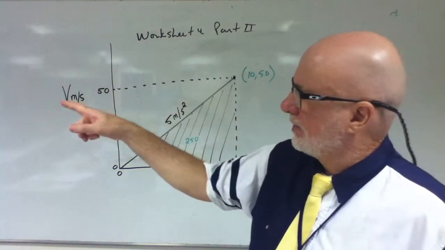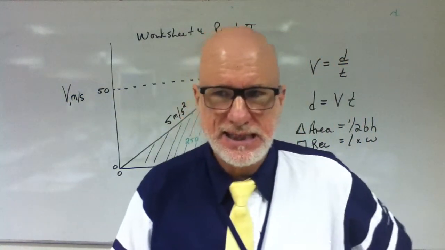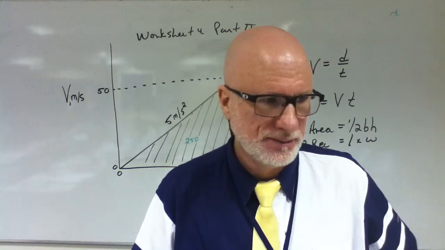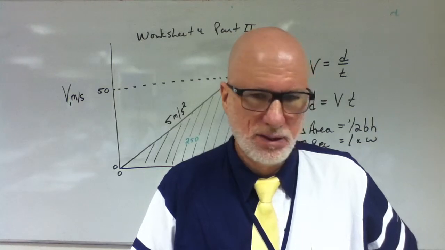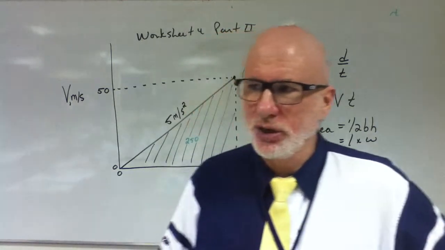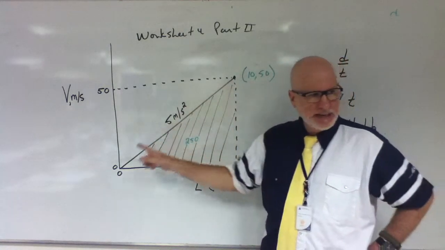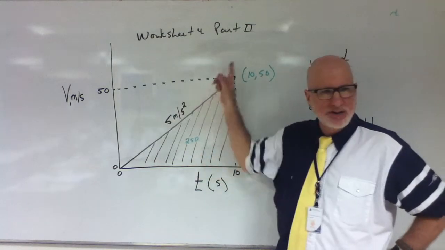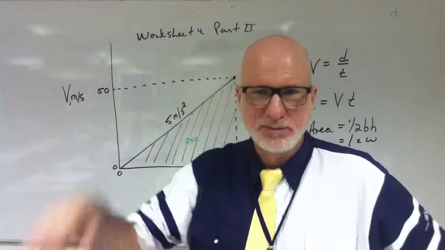On a velocity time graph, the area under the plot is equal to the distance. You get that? That's just a definition. Good. So what did we do? You found the slope of that line, and then you found the area underneath that plot. Correct? Yes or no? We're off.